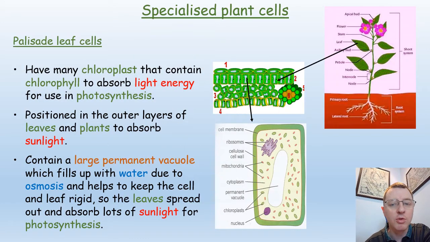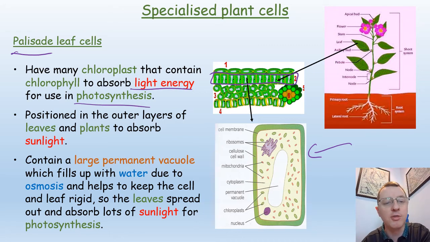The next cells that we're going to look at are found in the leaves, and in many ways the diagram that you can see here is the classic diagram of a plant cell. These cells are found in this particular layer of the leaf here, known as the palisade mesophyll layer. So these cells are known as palisade cells. And palisade cells have many chloroplasts that contain the green pigment chlorophyll to help absorb light energy for use in photosynthesis. Palisade cells are positioned in the outer layers of the leaf to again absorb as much sunlight as possible.